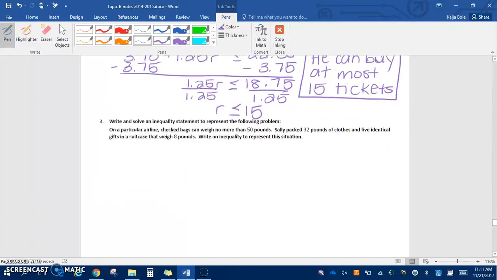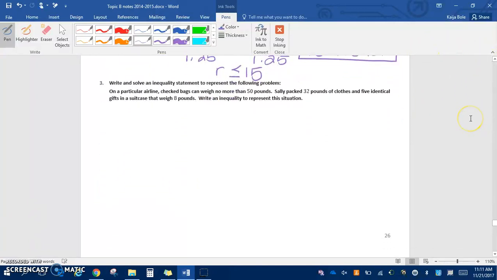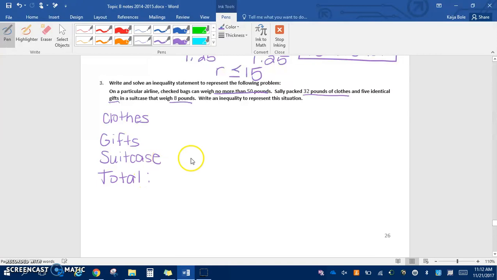Alright. And then our last one, number 3 here, it says, on a particular airline, checked bags can weigh no more than 50 pounds. Sally packed 32 pounds of clothes and 5 identical gifts in a suitcase that weighs 8 pounds. Write an inequality to represent the situation. So, we know that we have clothes, gifts, and the suitcase. And we know the total can be no more than 50. So it has to be less than or equal to 50.